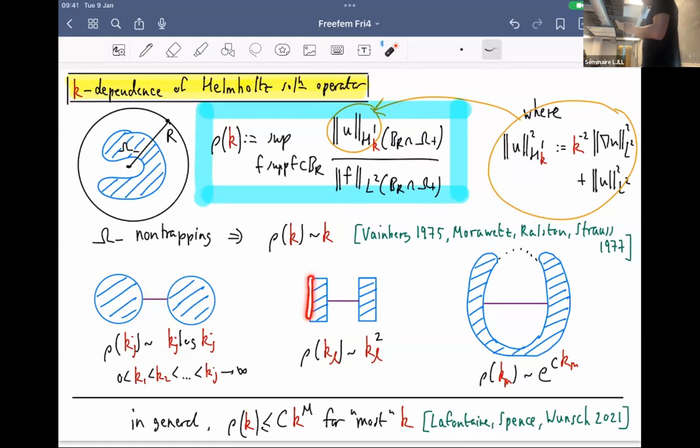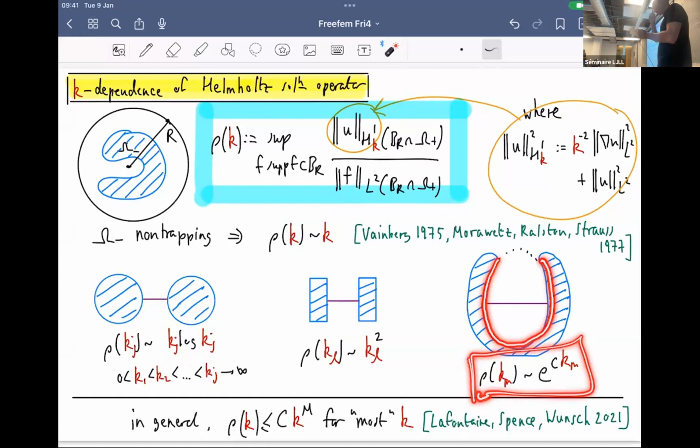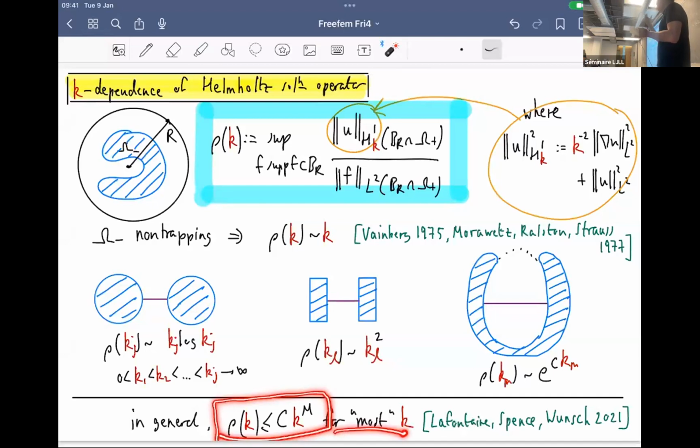Here I have these two rectangles. Here the solution operator grows like k squared, and then here I have this. If the boundary of the obstacle contains part of an ellipse, then this solution operator grows exponentially through a sequence of k's. So this is really bad. Although in general, the solution operator is polynomially bounded in k for most k, in a way you can make mathematically precise this notion of most.